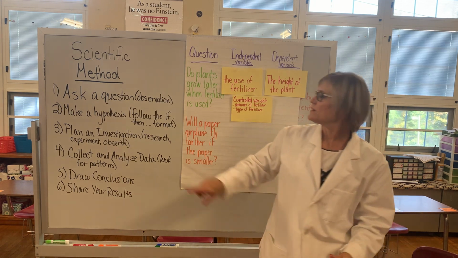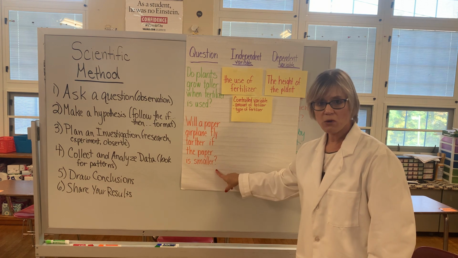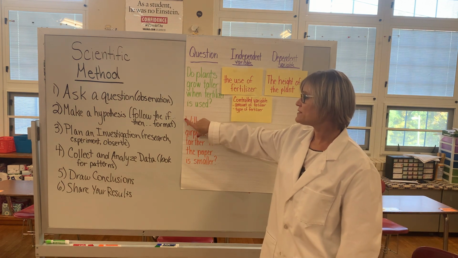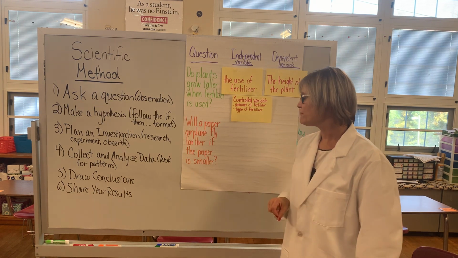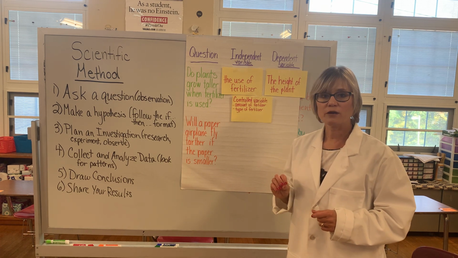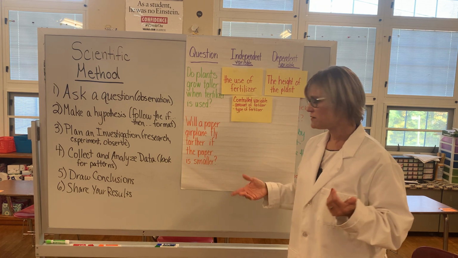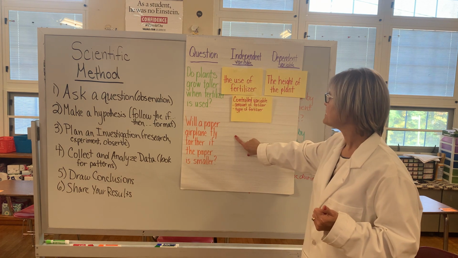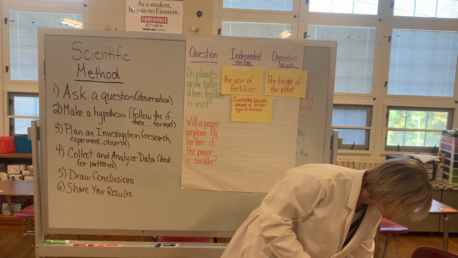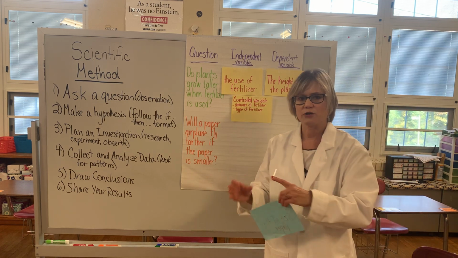All right, so the next question is, will a paper airplane fly farther if the paper is smaller? That's interesting. So my hypothesis might be, if I use a smaller piece of paper, then my paper airplane will go farther than a large piece of paper. Okay, if then. All right, so what would my independent variable be for the paper airplane experiment? Well, the independent variable would be the size of the paper.